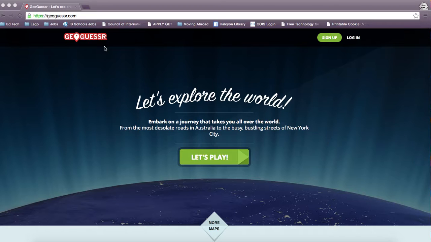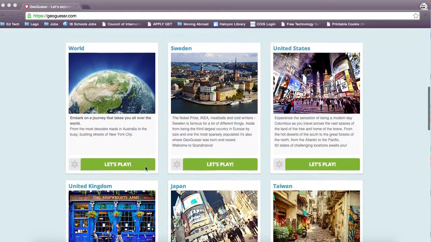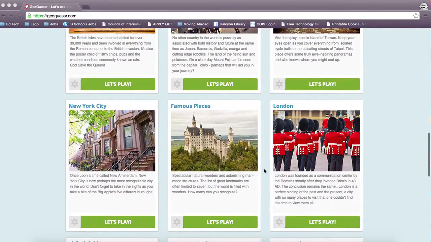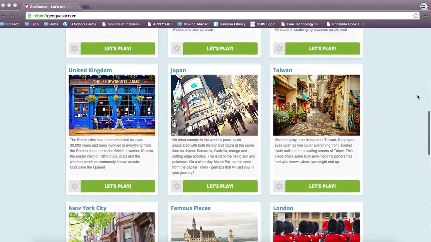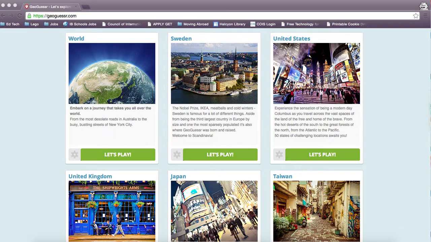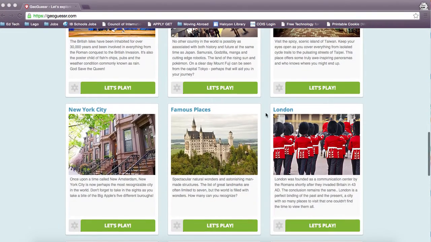We tend to not use this main page one, where you can be dropped into anywhere in the world, but we use some of these smaller maps. Sometimes we use London because we're a London-based school, or we might use somewhere that someone else is from. One of our students is in Sweden, so we might look at that one. We also use famous places, which I'm going to show you now.